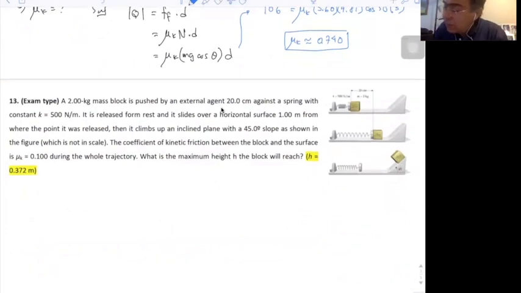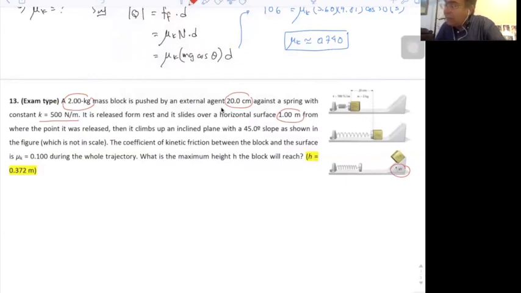A 2 kilogram mass block is pushed by an external agent 20 centimeters against a spring, which has a spring constant. This is given, the stiffness of the spring. Then the system is released from rest and it slides over a horizontal surface 1 meter from the point where it was released. I was compressing it, release it, and then it moves 1 meter in the horizontal until it climbs up an inclined plane with 45 degrees tilt, as you see in the figure right there.